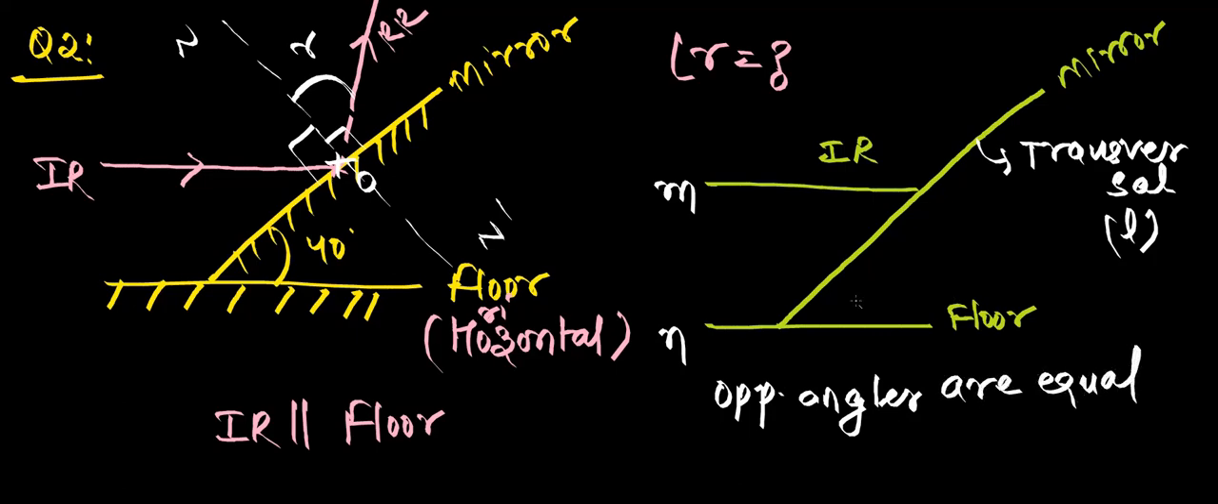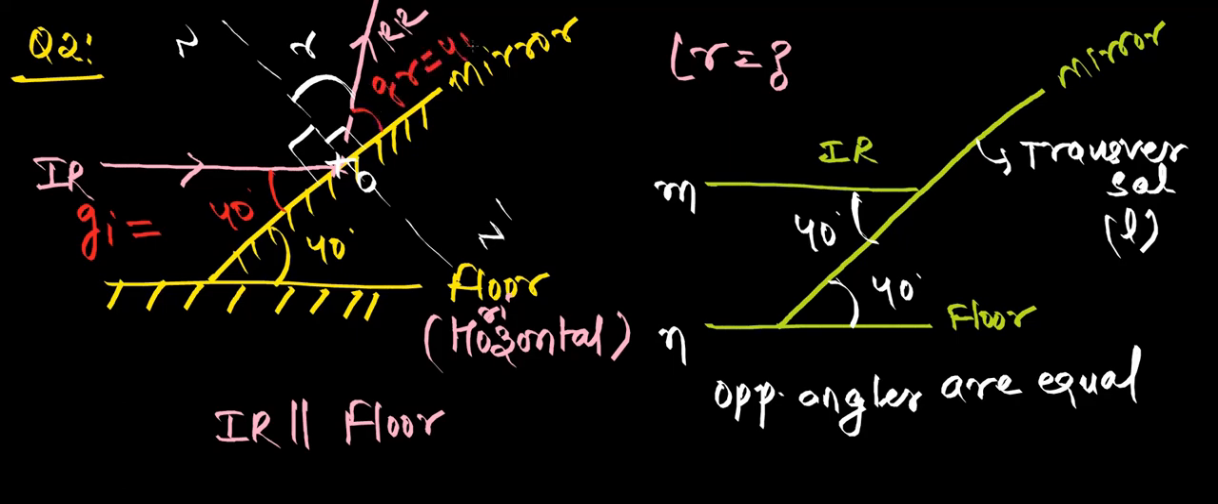Okay, so here we are given an angle of 40 degrees. So the opposite angle will also be what? 40 degrees. So this angle is 40 degrees. But what is this 40 degrees angle here? It is the angle between the incident ray and the mirror, that is the glancing angle of incidence, which is 40. So the glancing angle of reflection will also be 40.